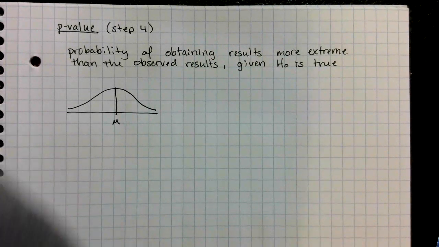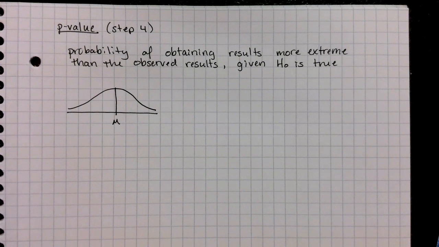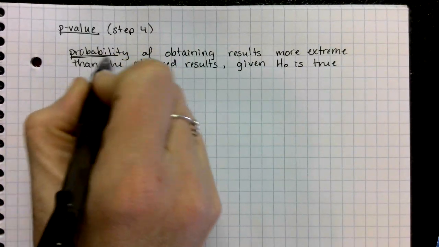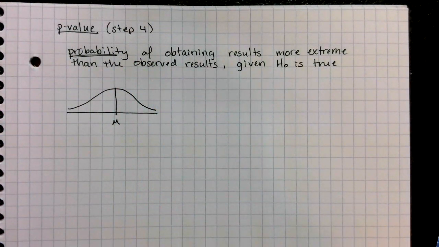Okay, guys, so now what we're going to do is talk about what is called a p-value. The definition for a p-value is a probability of obtaining results more extreme than the observed results, given that H sub O, the null hypothesis, is true. So a p-value is a probability. That's the first thing we have to remember. P-value, p, hence the name, for probability. So it is the probability of obtaining results more extreme than the observed results, given H sub O is true.